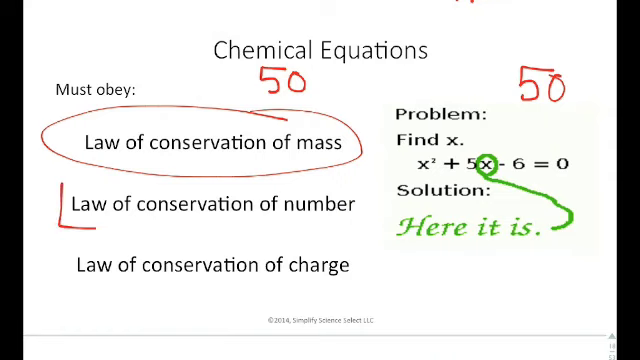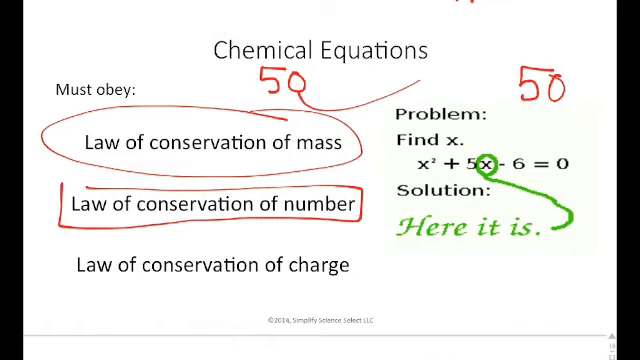The law of conservation of number also applies, so it can't just be mass. You can't say, well, I've got 5 oxygens here, but I'm actually going to turn that into 90 hydrogens. That would technically satisfy the law of conservation of mass, but it wouldn't satisfy the law of conservation of number. We're not going to destroy atoms at this point.